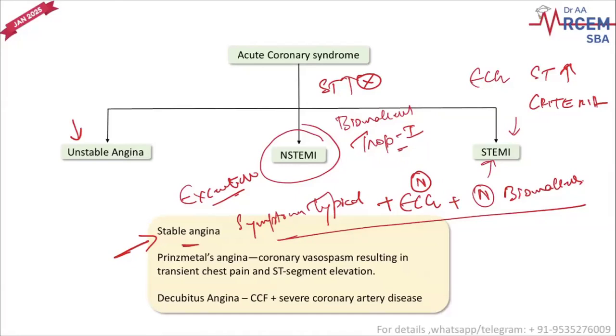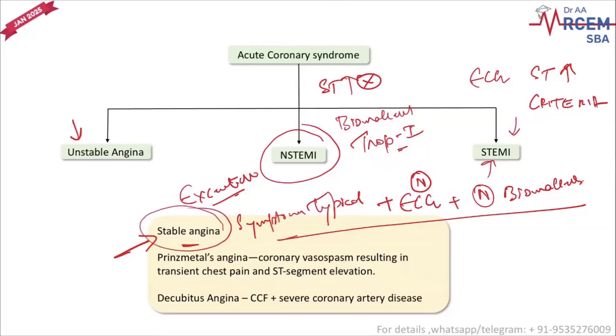Along with it, there might be some associated symptoms, like profuse sweating, some nausea, and some shortness of breath. These are all associated symptoms. But these symptoms subside when they take rest. For example, when I walk, the symptoms come up, but when I take rest for 10-15 minutes, the symptoms disappear. Or the symptoms disappear on taking a GTN spray. This is known as stable angina.